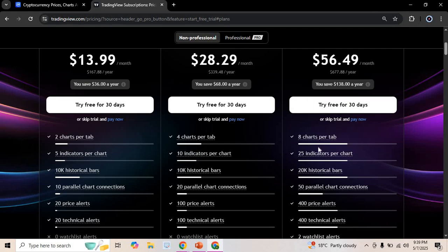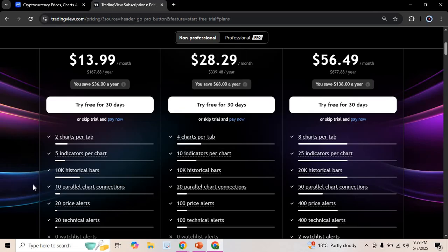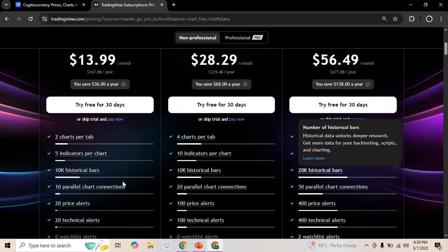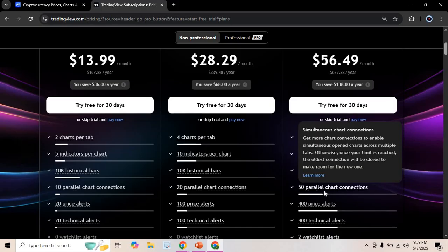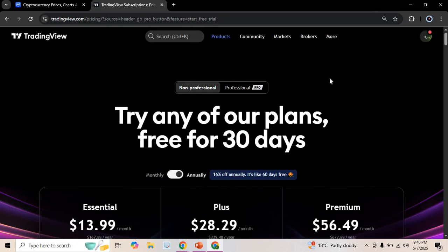If you pay $56, 8 charts per tab, 5 indicators per chart, 10, 25, 10K, 10K, 20K, 10, 20, 50. So the more you pay, the more the privileges. But actually, the free version offers mostly all the tools that you'll need when analyzing the crypto market. So the free version is okay, but if you need more charts, more indicators, and all that, you can come and subscribe here, the essential, the plus, or the premium, depending on what package will suit your liking.